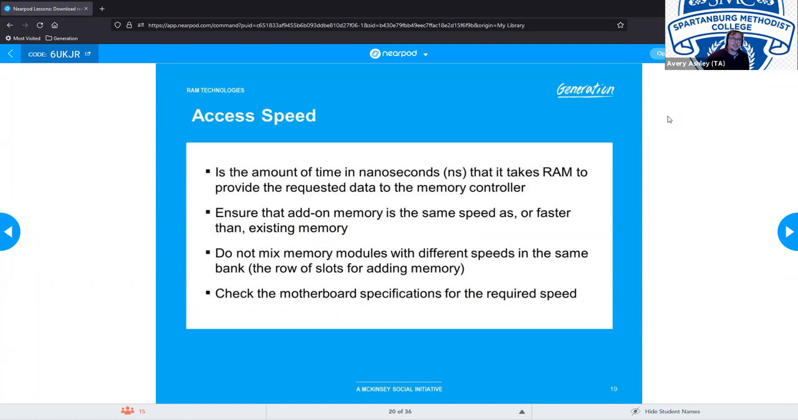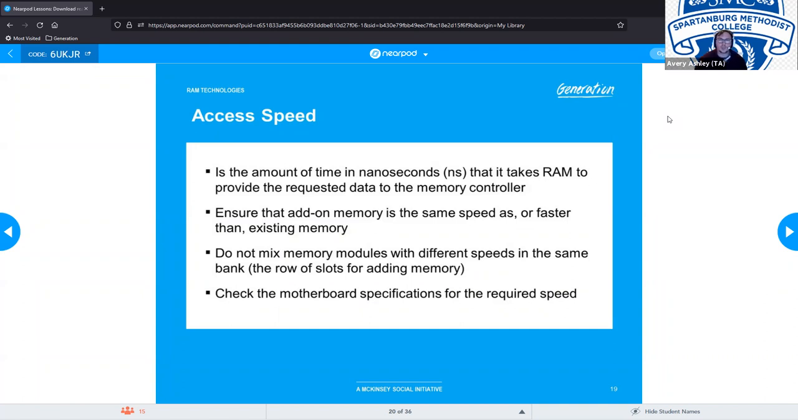We do not mix memory modules with different speeds in the same bank, or the row of slots for adding memory. If you have memory of different types, more than likely it won't work. Like, the computer won't accept it and won't use it. But best case scenario, it'll only go as fast as the slowest RAM module. So there is zero benefit of having different types of RAM.